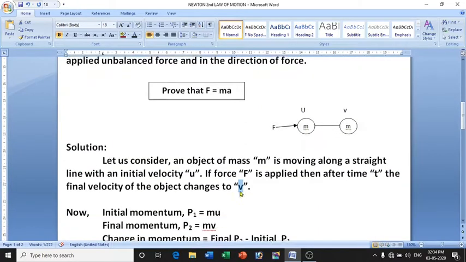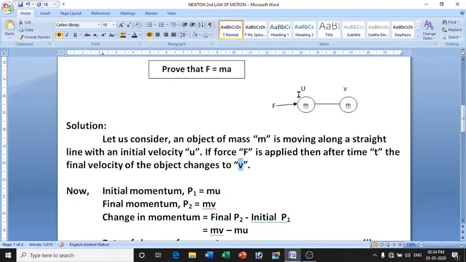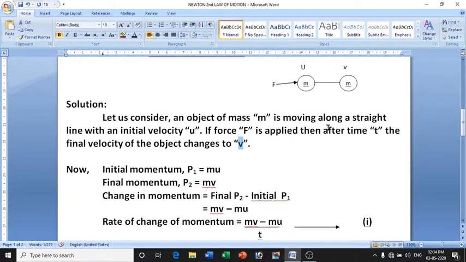so in this case, what is the initial momentum? Very clear. Initial momentum is mass into velocity. What is the final momentum? Mass into velocity. So here initial momentum is mass into initial velocity, final momentum is mass into final velocity. What is the change in momentum? Always to find the change in momentum or change in velocity, final minus initial. Clear? Final P2 minus initial P1. Clear?